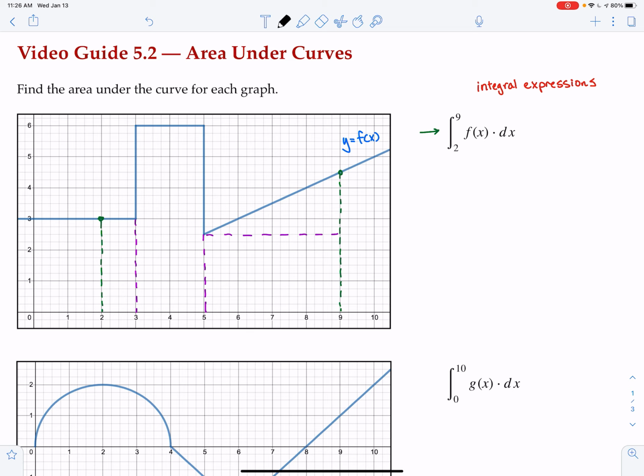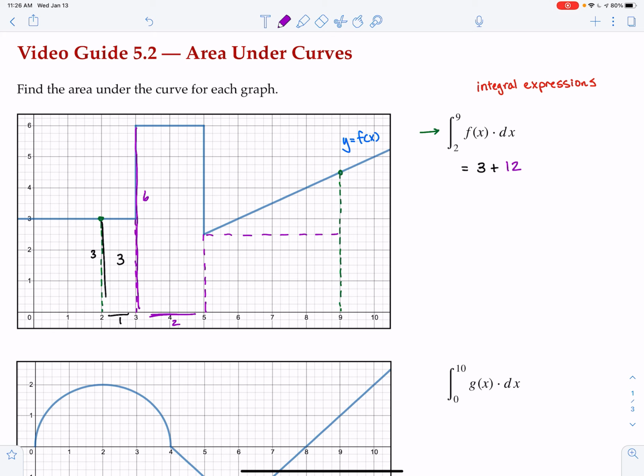Rectangles, remember, are base times height. So my first rectangle has a base of 1 and a height of 3. So the area of this rectangle is 3. We're going to add to it the second rectangle, base of 2, height of 6. 2 times 6 is 12.